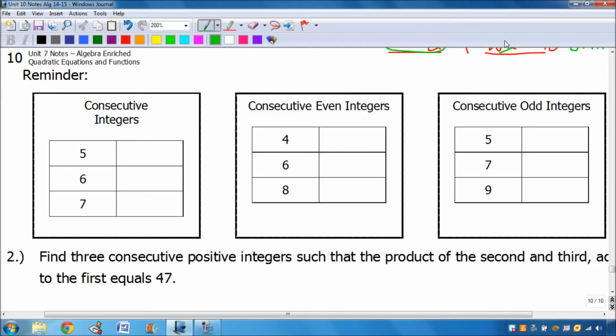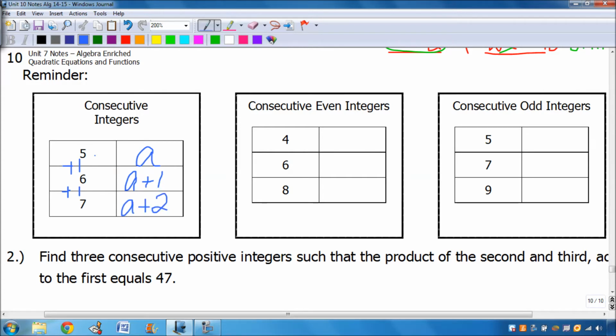All right, ladies and gentlemen, let's remind ourselves about consecutive integers on the next page. So if my first integer was 5, the next integer would be 6, because all I'm doing is adding 1 to go from 5 to 6. And then to go to the next one, I would add 1 again. So if my first integer is a, the next one is a plus 1, and the next one after that is a plus 2.